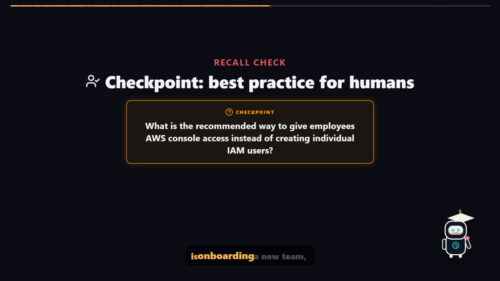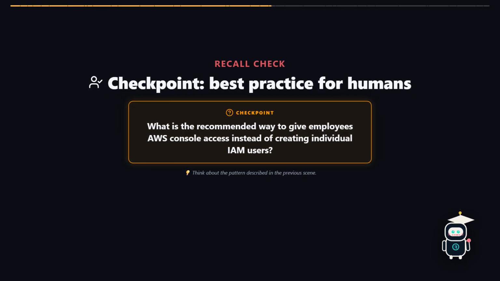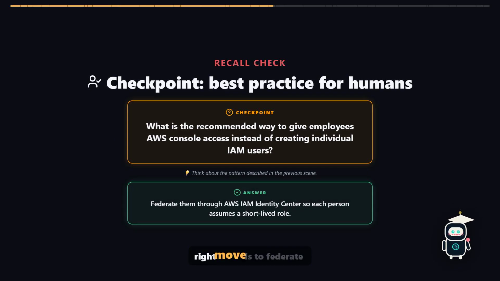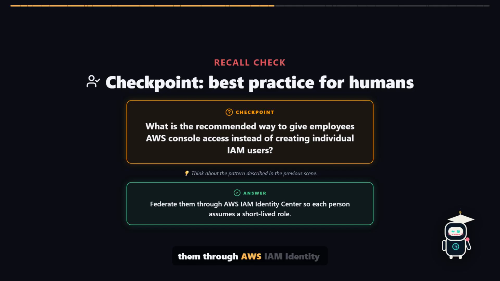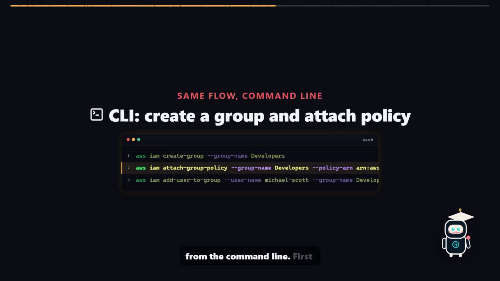If a company is onboarding a new team, what's the recommended way to give employees AWS console access instead of creating a separate IAM user for every person? Pause and answer it. The right move is to federate them through AWS IAM Identity Center so each person assumes a role. Here's that same group flow from the command line.